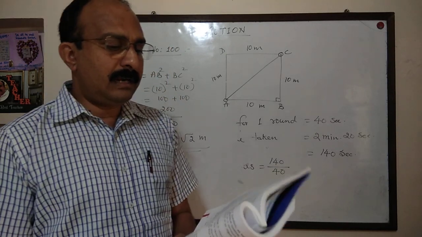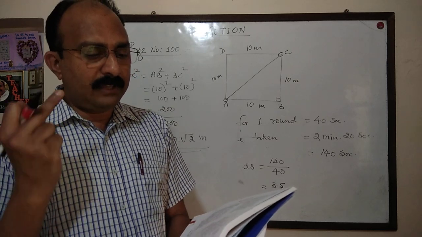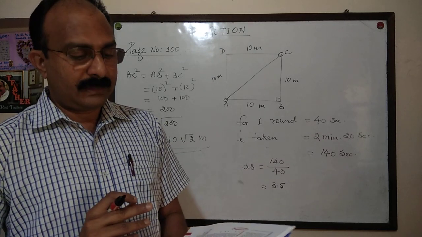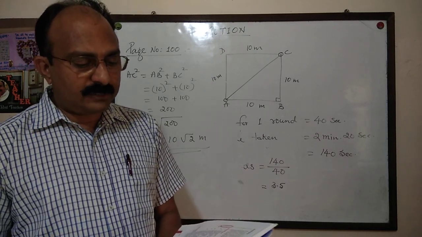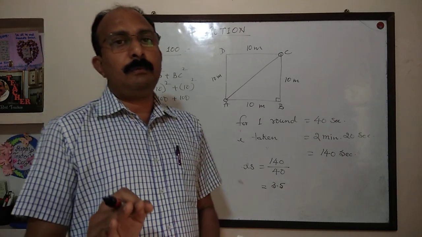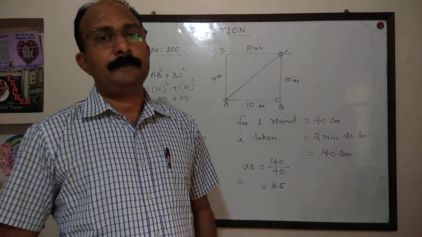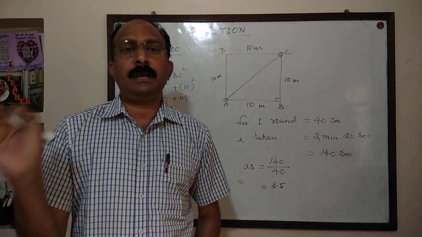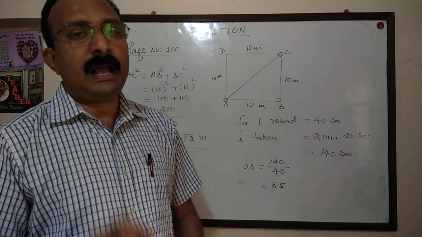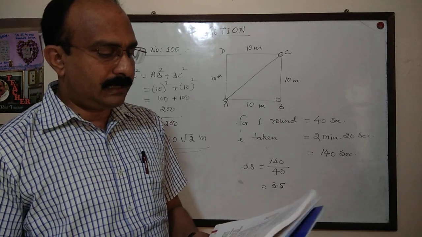Second, under what condition is the magnitude of average velocity of an object equal to average speed? The magnitude of average speed and average velocity of a body can be equal if the body is moving in a straight line path with constant speed. If the body is moving along a straight line path with constant speed, then its average velocity and average speed will be equal.